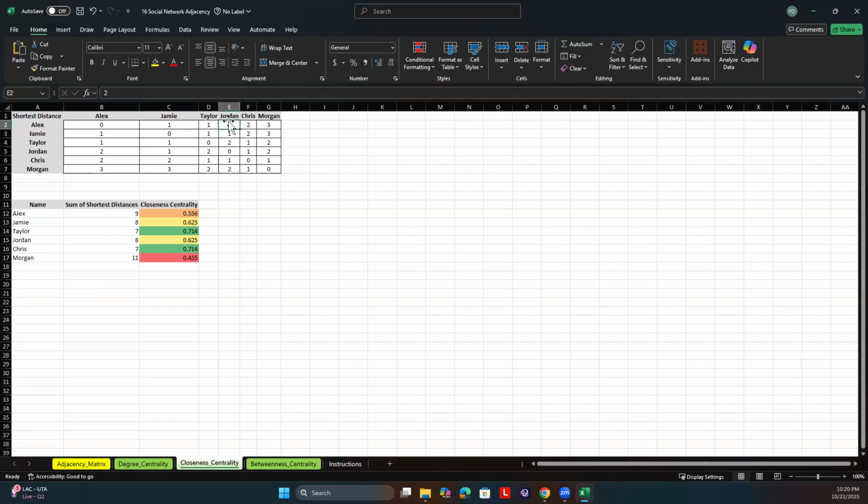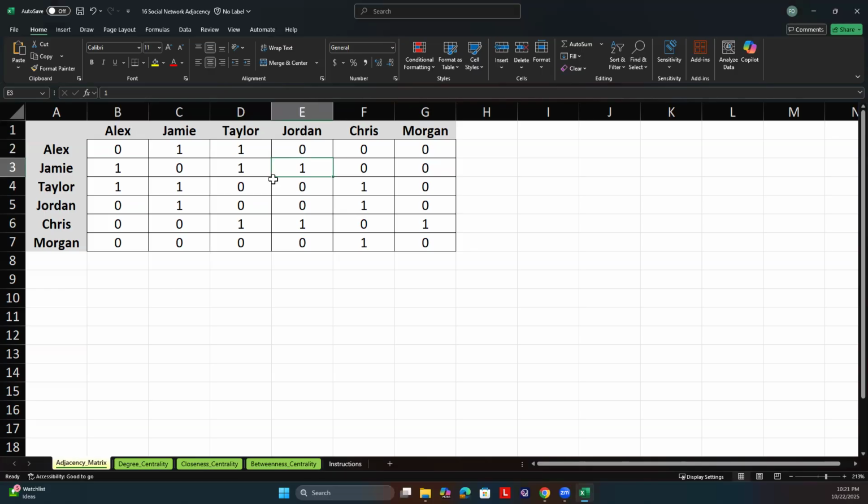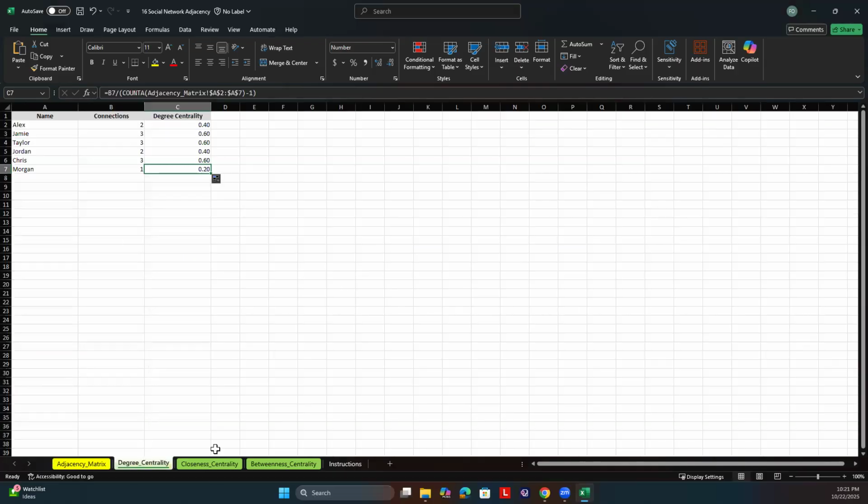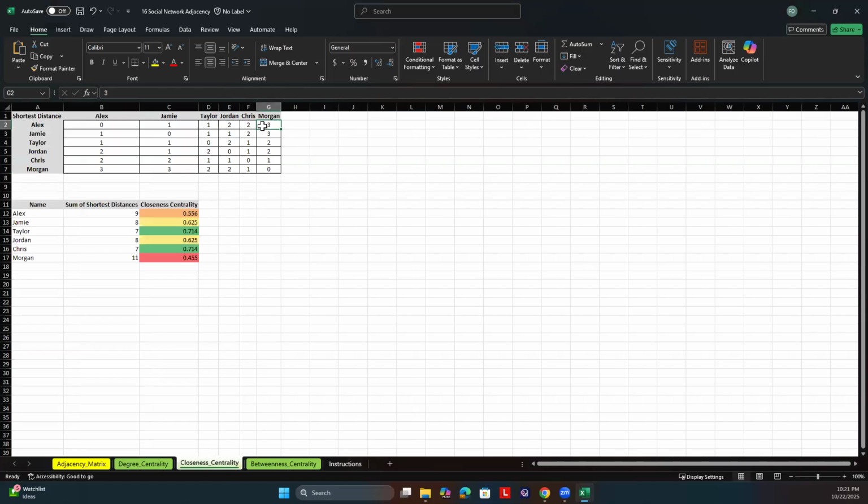So where does this 2 come from? Again, I will also show you these calculations via Python, which will be much faster and more efficient, but I want you to understand the intuition. Alex and Jordan, it says 2. Why? Because if you go to the adjacency matrix, Jordan is not directly connected to Alex, so I need to look at the shortest path. Alex is connected to Jamie, and Jamie is connected to Jordan. So Alex is connected to Jordan via Jamie. It's the second degree, the closest path, so that's why we put 2 here. And for example, Alex and Morgan are connected in third degree.